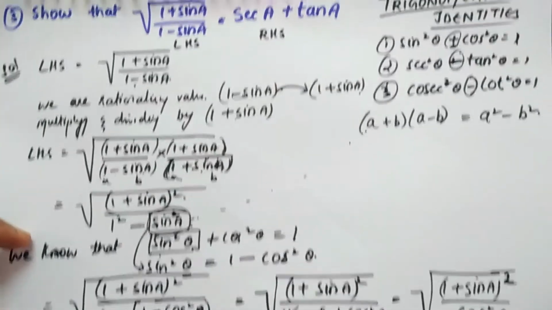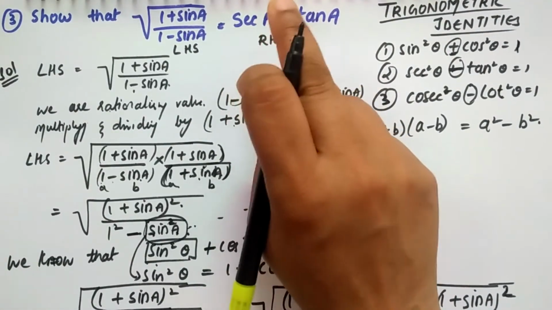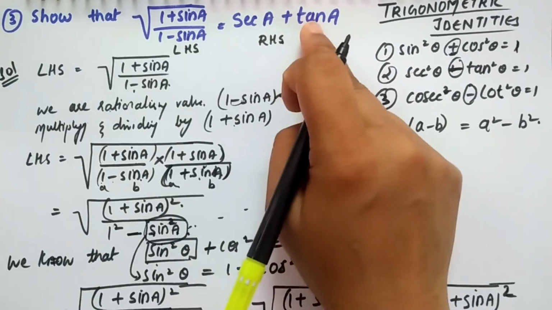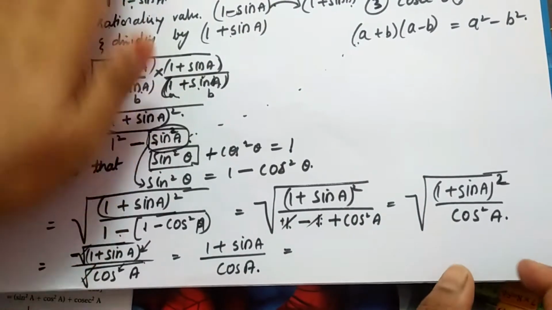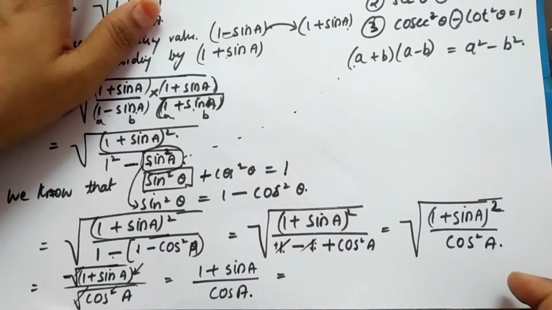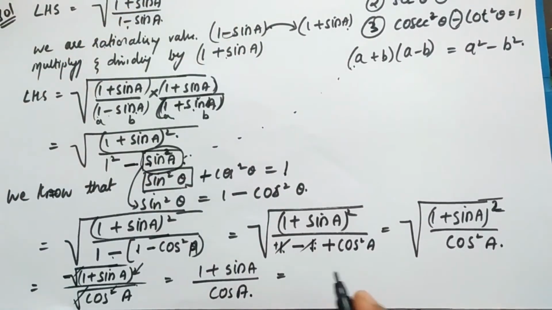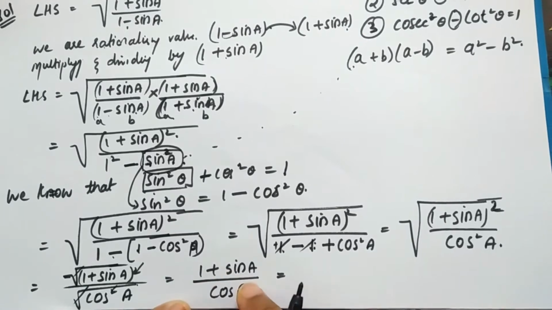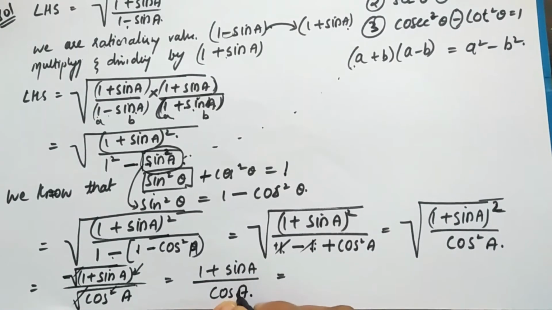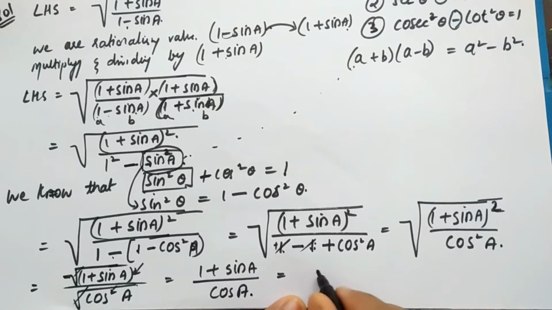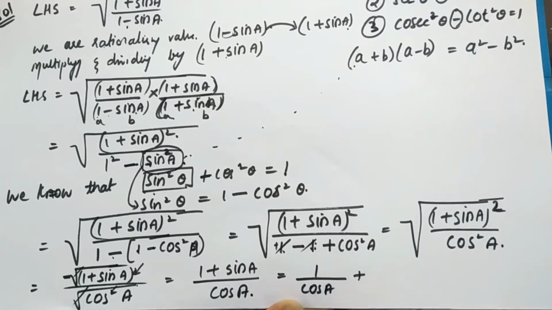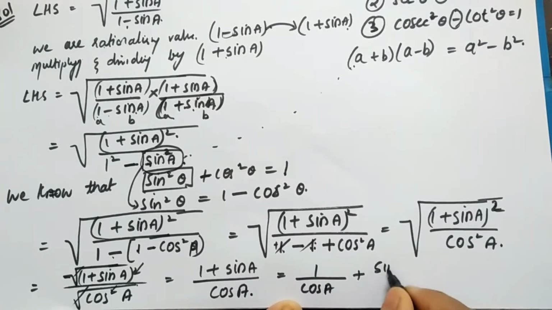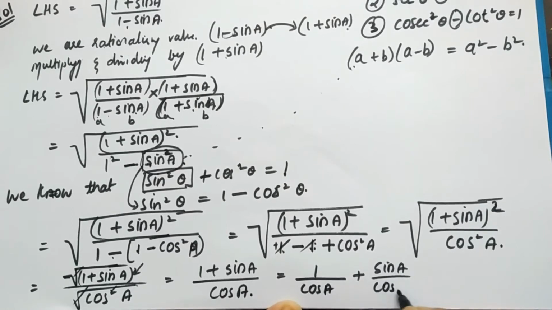But in what terms is it given in our solution? It is in secant and tan terms. So what are we doing here? We are simply splitting up the values, I mean splitting up the denominator. So 1 plus sine a divided by cos a can also be written as 1 by cos a plus sine a by cos a.